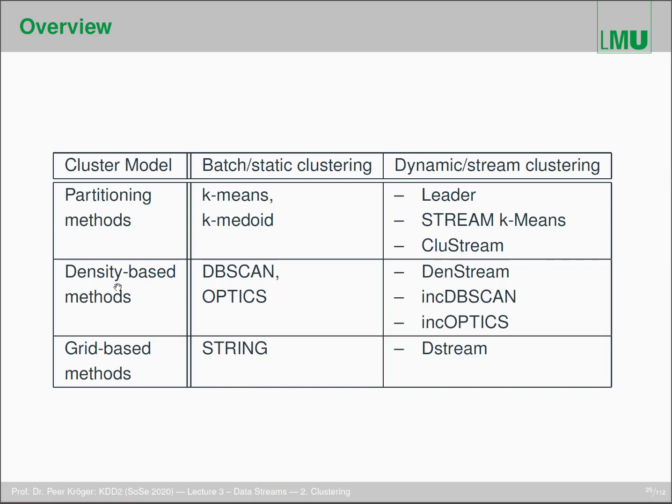Then we have some methods for the density-based cluster model. The batch clustering algorithms are probably DBSCAN and OPTICS, for example. And we will have a look at DenStream, incremental DBSCAN, and incremental OPTICS. Just very short, we will only have a look at DenStream, but there are also incremental versions of OPTICS and DBSCAN, more for a data warehouse environment.